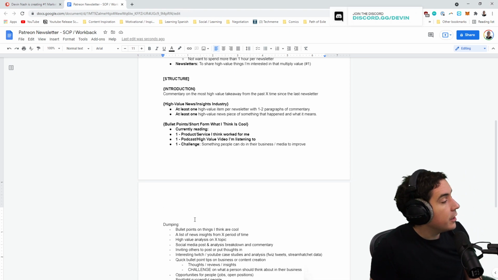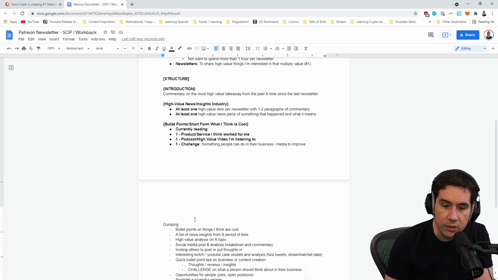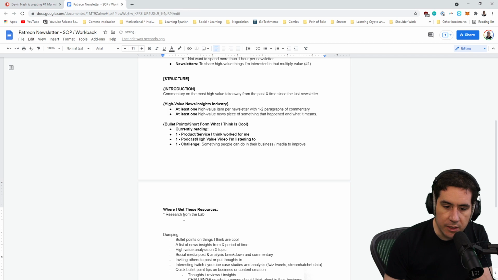So now the only thing I need to really determine is where I'm getting these resources. And I already have that set up. Where I get these resources is going to be from research from the lab, right? The lab is the arm of the Dev and Nash community that I pay to research things or find things. So research from the lab is going to be one.